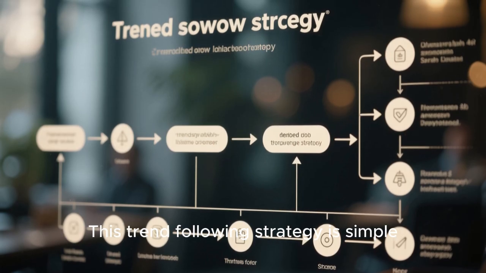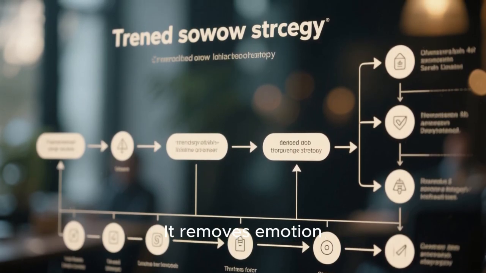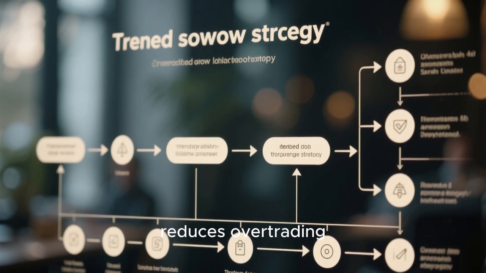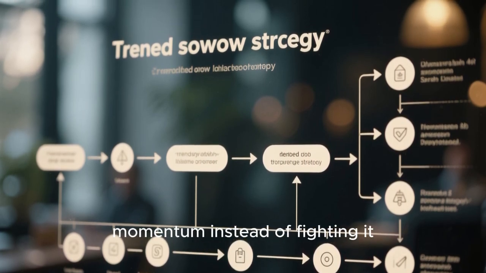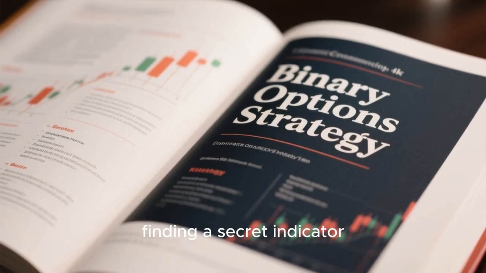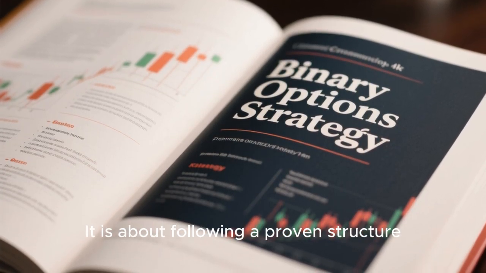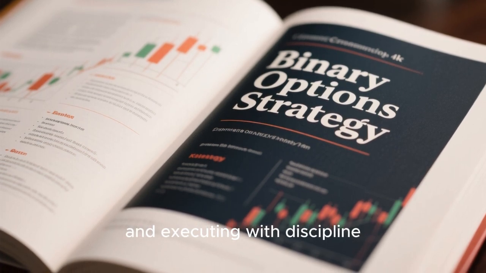This trend-following strategy is simple, rule-based, and repeatable. It removes emotion, reduces overtrading, and aligns you with market momentum instead of fighting it. Binary options success is not about finding a secret indicator. It is about following a proven structure, managing risk, and executing with discipline.